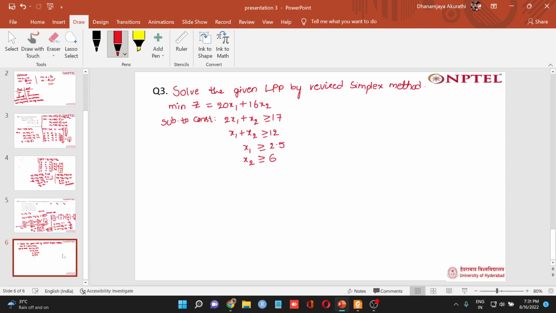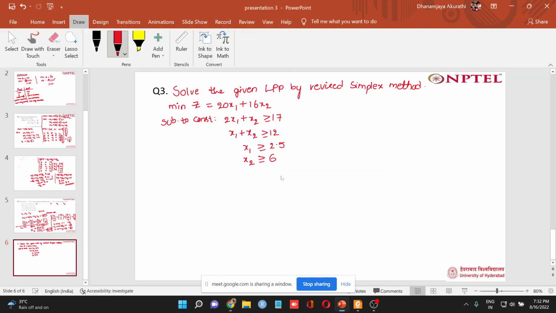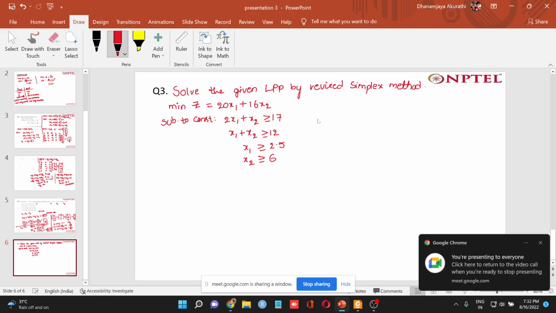So coming to the next question, let me check how we can do it. Here is a problem related to solving an example using the revised simplex method. So first we discuss the revised simplex method.